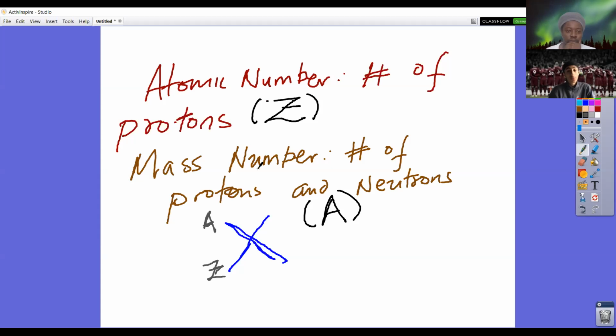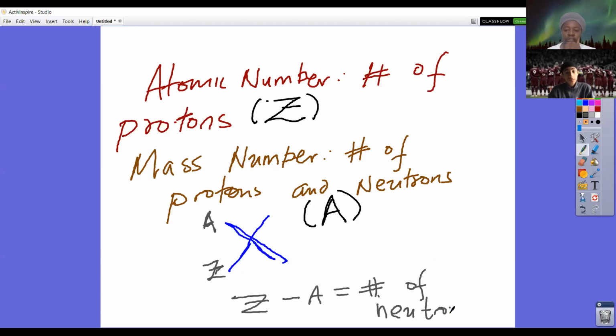Would you take them away from each other? Absolutely. So you're absolutely right. We know that A minus Z equals the number of neutrons. Good stuff. And it's good here because this kind of crosses boundaries with chemistry as well. So some of this material you'd have encountered during your chemistry lessons. Okay, so we're happy with that.